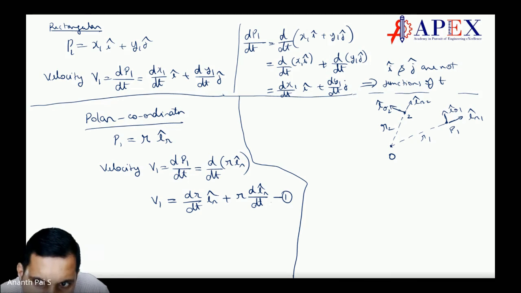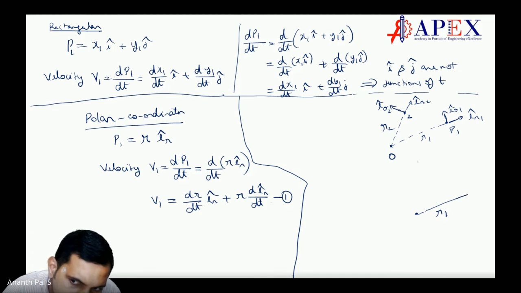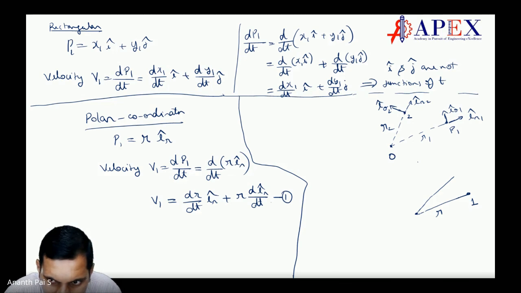Now let us take a small angle here. To calculate der by dt, let the figure be like that only. Say this is r1, and let that be position 1. From here, let it go here. Let us take it as R, so that this is ER.